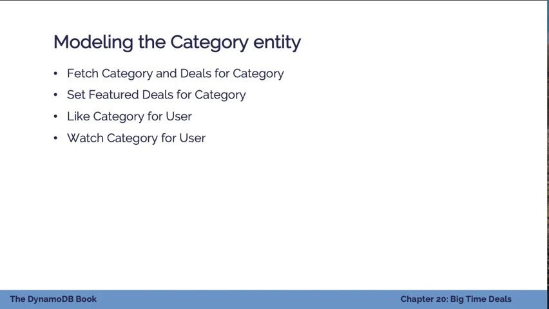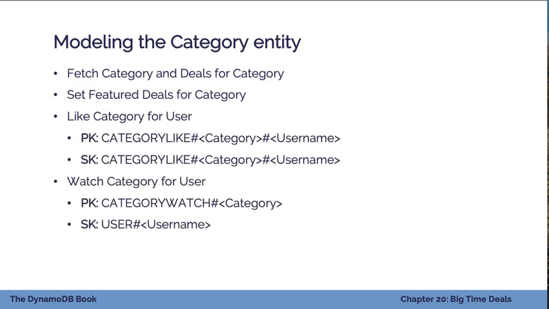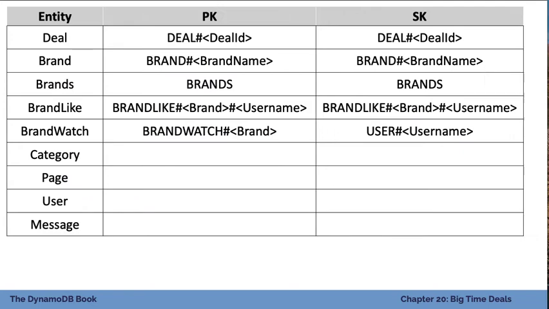Last couple things we want to do with a category is again, handle the like category for a user and watch category for a user, just like we did with brands. The patterns here are going to be the exact same. The PK for that like category will be category hash category name hash username, same with the SK. And then for a category watch, we'll have PK of category watch hash category and a sort key of user hash username. So if we go back to our entity chart, fill in a few things here.